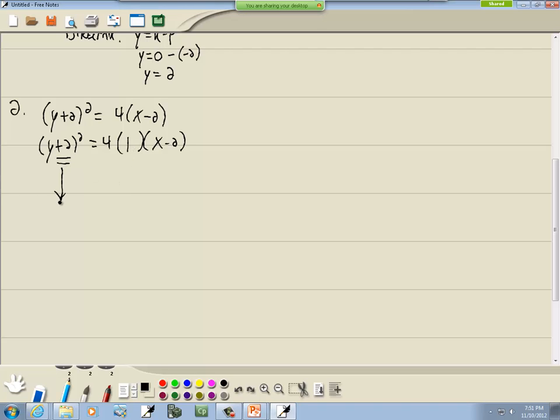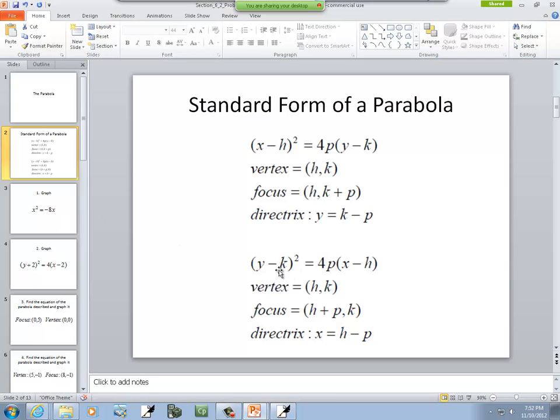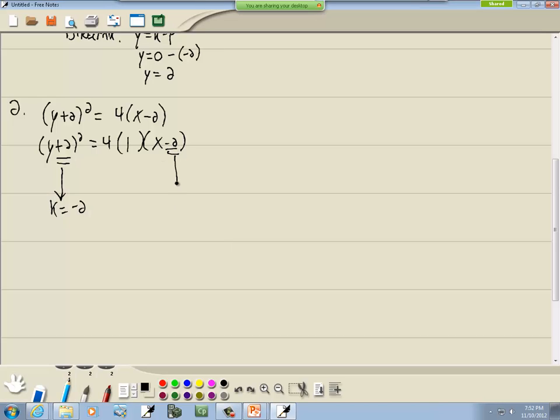So from our formula, this is going to be k, and it's going to be opposite sign, so it'll be negative 2, right here. This is our h, and it's going to be opposite sign, so it'll be a positive 2. And this is going to be our p, and it'll be the same sign it was, so it'll stay a positive 1. Our vertex is h, k. H is 2, and k is negative 2.